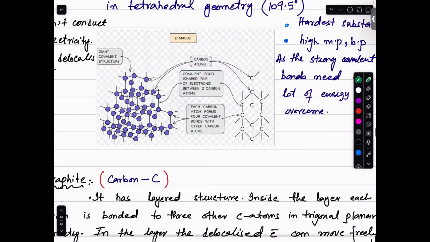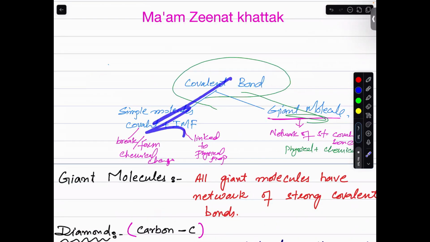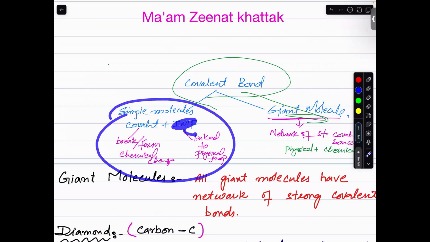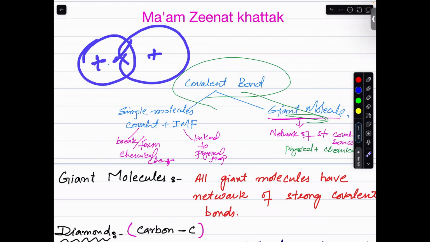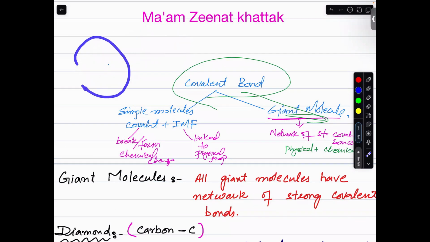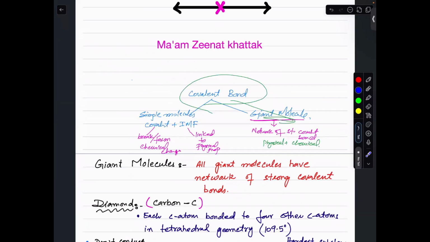Now, when the bonding is covalent, there is the possibility of what? Giant molecules and simple molecules. Both have covalent bonds, but in simple molecules there are intermolecular forces in addition to covalent. Covalent bond is the electrostatic force of attraction between shared electrons and the nuclei of bonded atoms. When they attract each other, they get very close. The bond length is small, but the size of the atom is also small. Smaller atoms make stronger bonds.